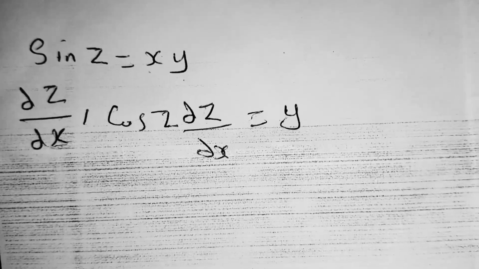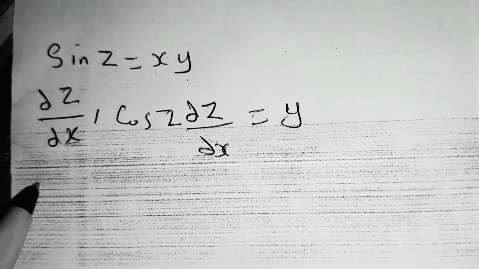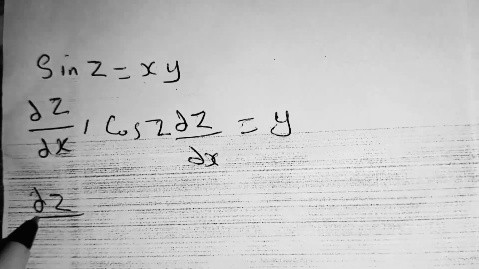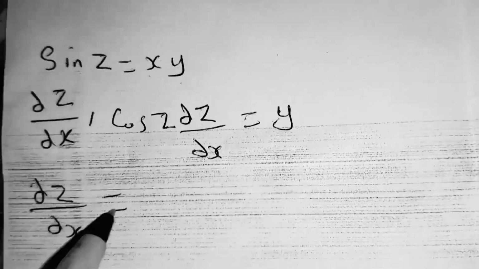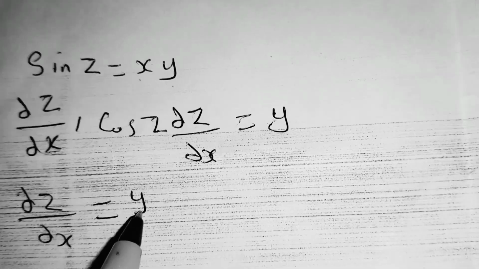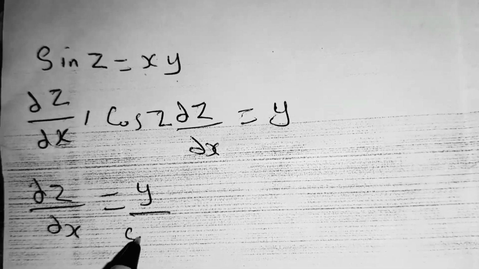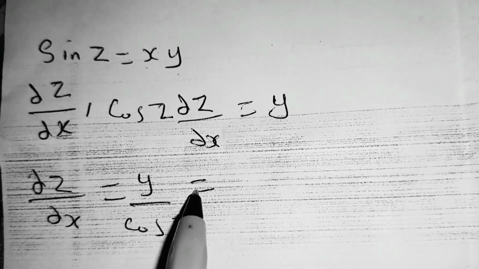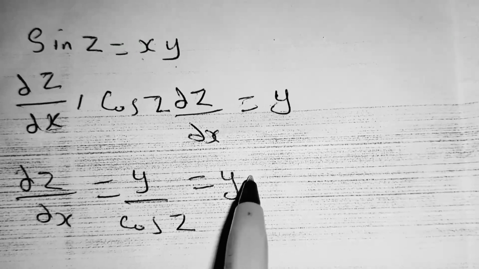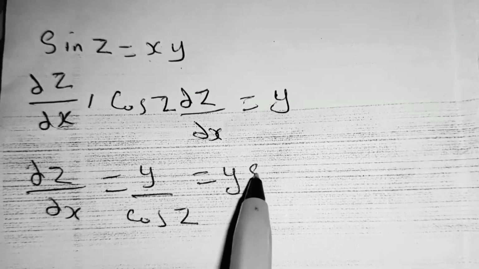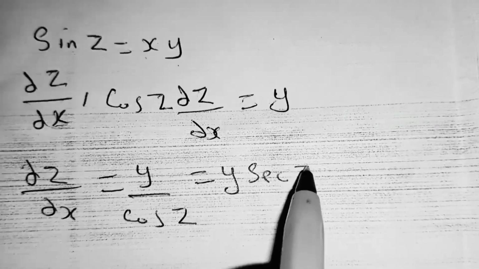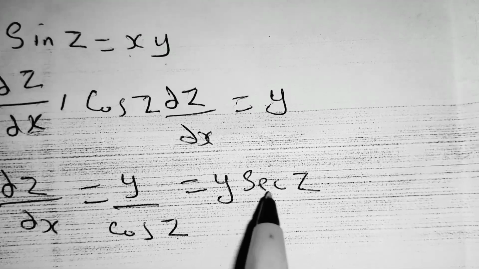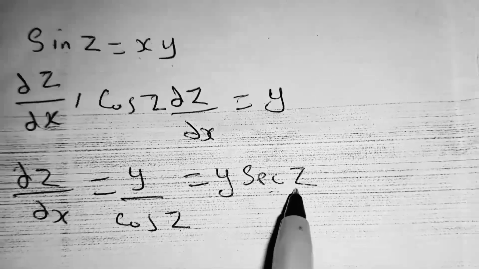Then from there, we divide both sides by cos of z, so that we have the partial of z with respect to x equal to y divided by cos of z, which can be written as y multiplied by sec of z. Now, 1 over cos of z is the same as secant z.